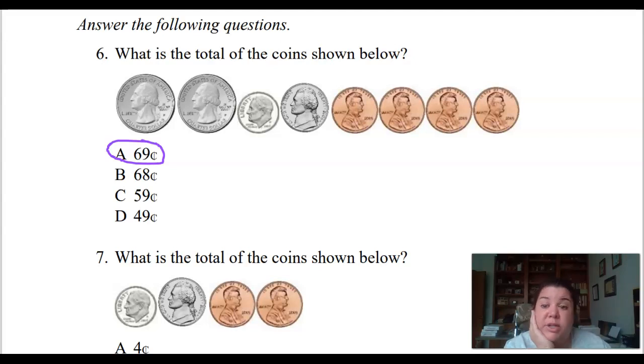If not, why? Is it because you didn't know what these coins were? You didn't know the value of these coins? Or did you just misadd somewhere? Have someone at your house help you if you did not get this correct.